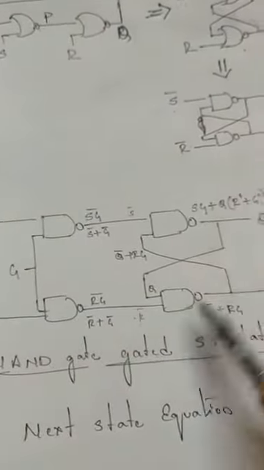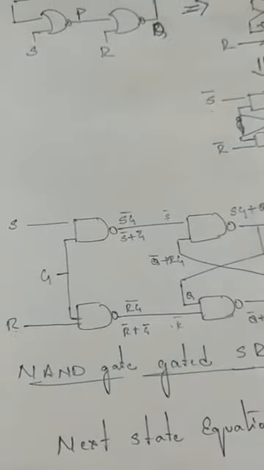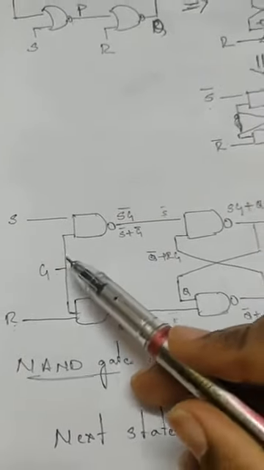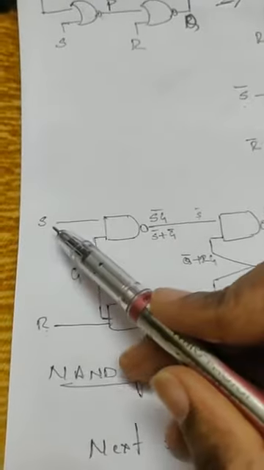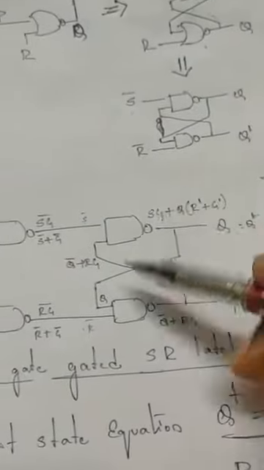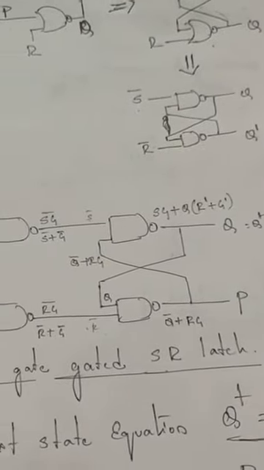In order to perform this sort of operation, G should be 1. Whenever G is 1, only then these changes will happen. That is, G is 1 means gate is open. Whenever G is 0, no matter what input is given to S and R, it never changes. This operation is never going to be performed, and Q and P will retain their previous state.